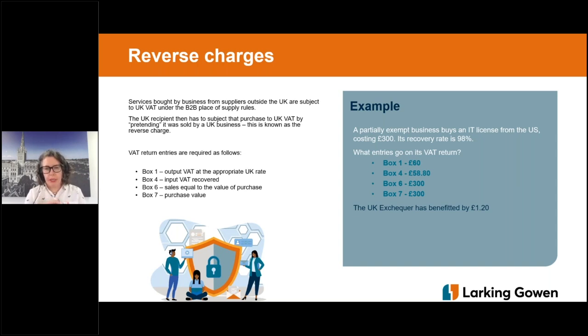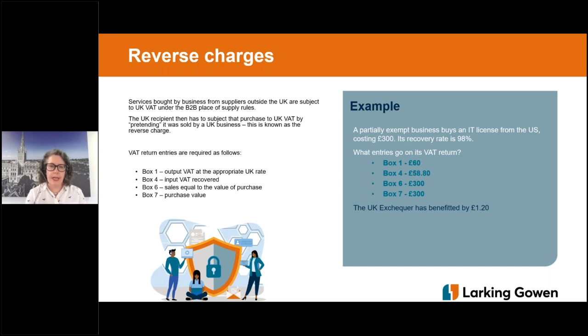Then we think how much of that £60 of VAT can be recovered by the school. We know that the recovery rate is 98%, so 98% of 60 is £58.80. We put that into box 4. Then we report both a sale and a purchase, £300, in boxes 6 and 7.